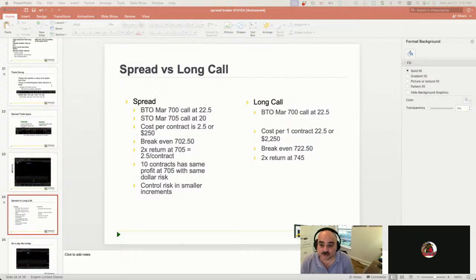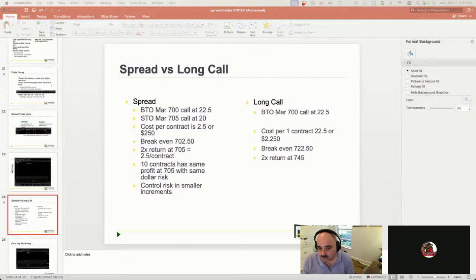I can get a 2x return at 705 for my spread. The 2x return comes at $745 for the long call. Now you'll say, well, I can make much more money with 2x on 2250. That is definitely true. However, 10 contracts of the spread cost you the same amount of money as the one long call, and now you can make the same amount of money.